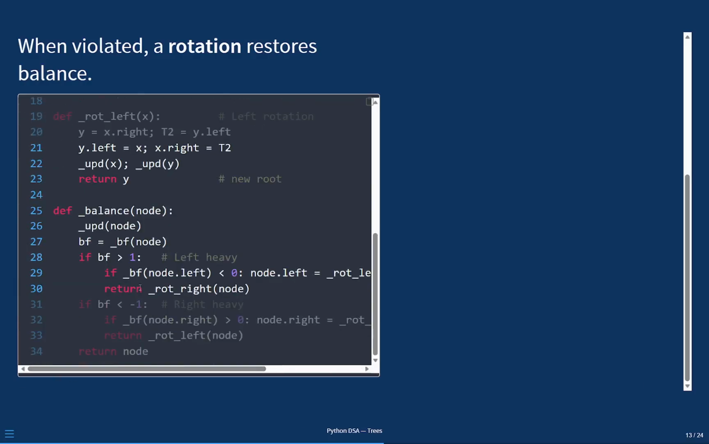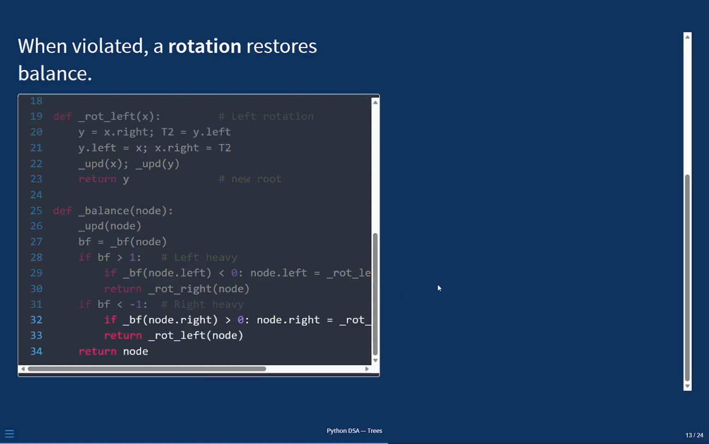Click. _balance is called on every node on the path back to the root after an insert. It checks the balance factor and dispatches the correct rotation. Left-heavy by 2: check if it's a left-left case or a left-right case. Left-right requires a left rotation on the child before the right rotation on the parent, the double rotation. Symmetric logic for right-heavy nodes.